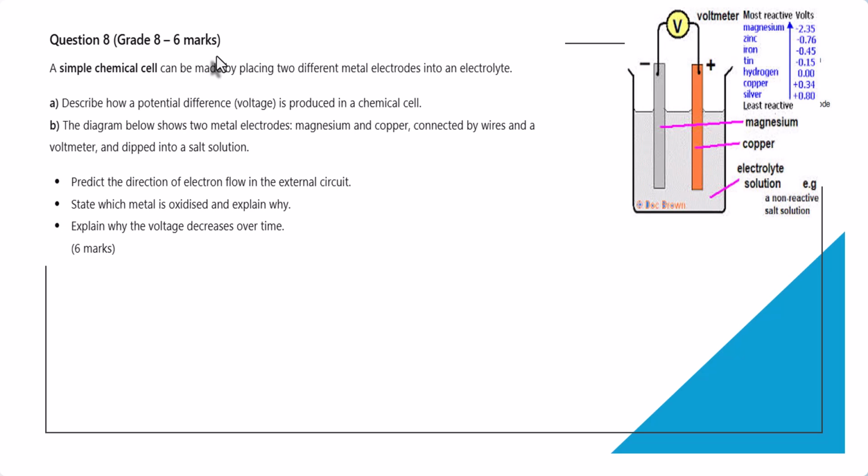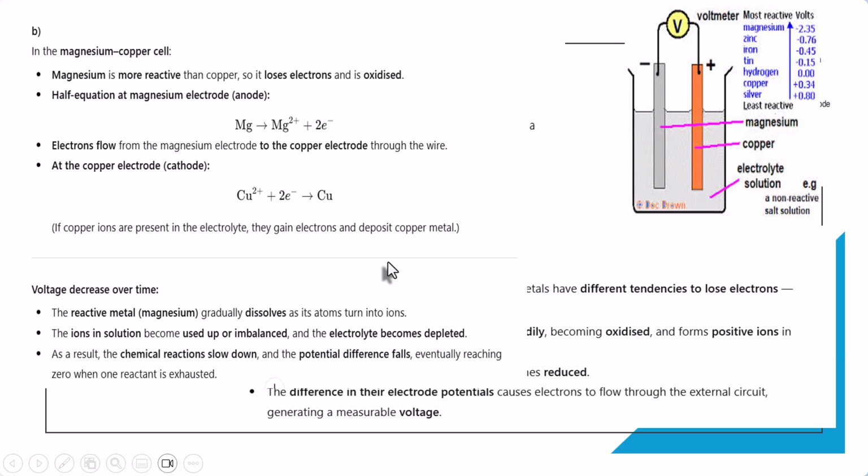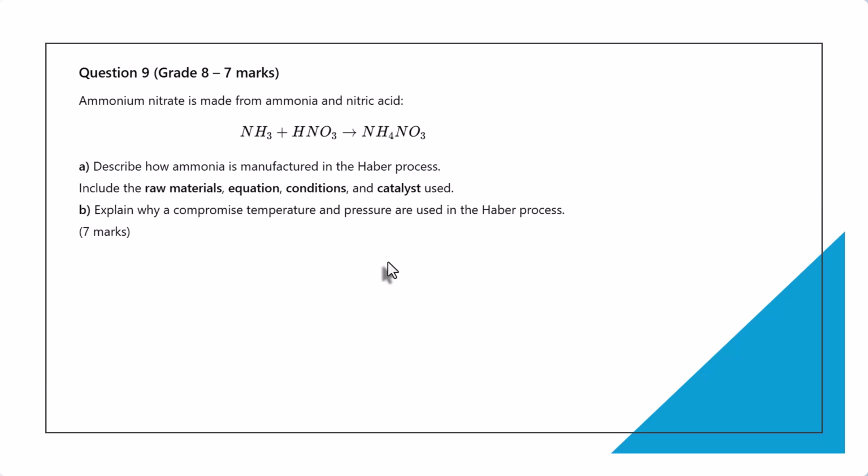Okay. All right, so we're going to carry on now with question 9. I already showed you the answers for question 8. Now you're going to move to question 9. Question 9 is going to be on, we call it the Haber process. The process of manufacturing ammonia.